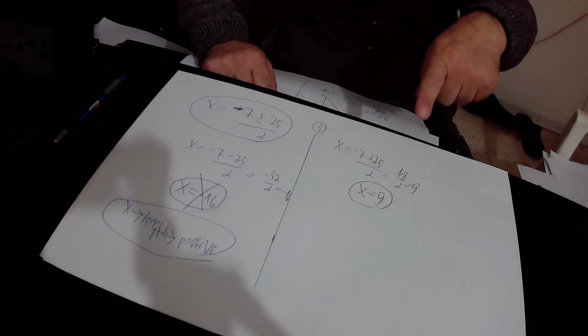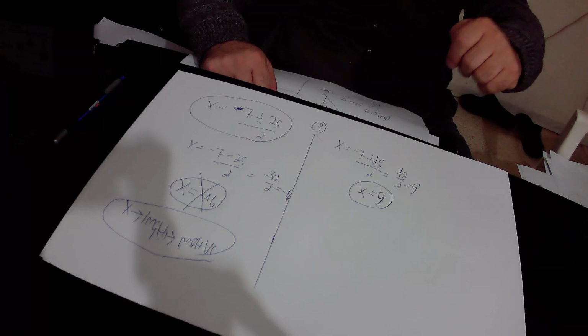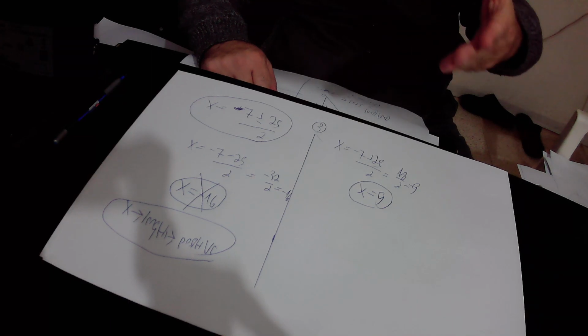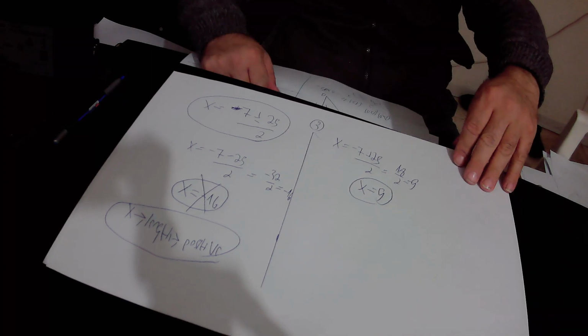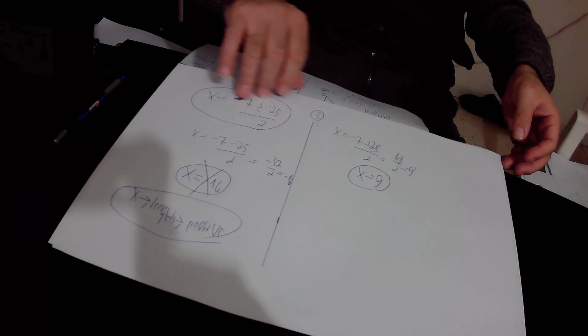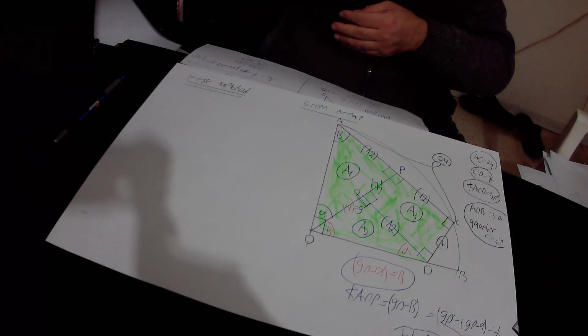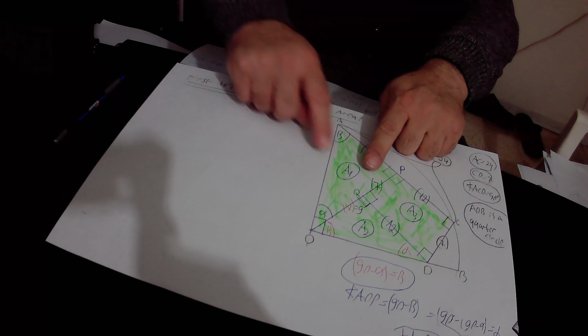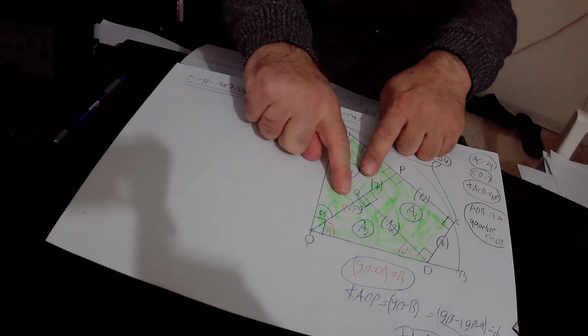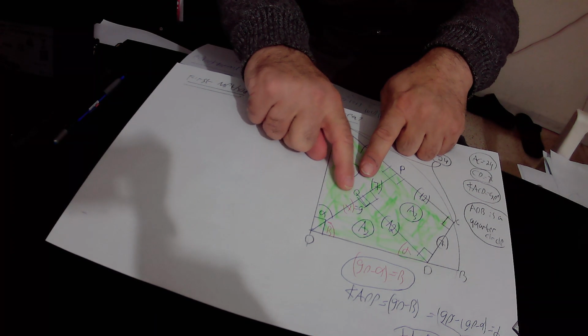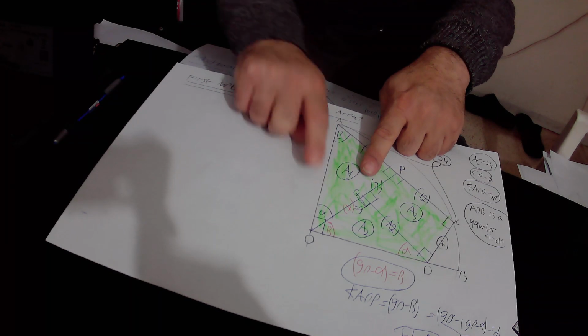25 minus 7 is 18, and 18 over 2 is 9. So in conclusion, according to the second solution, x equals 9 units in length. That is to say, the length of this line segment QO, that is x, is 9 units. QO equals 9 units in length.